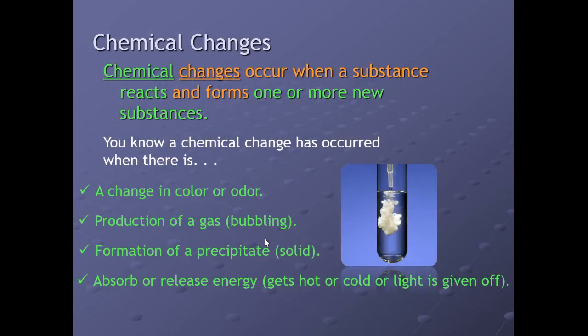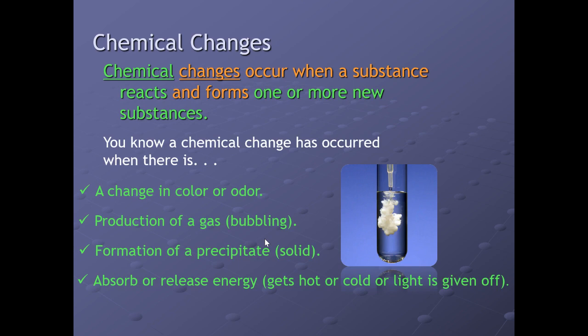And so now let's talk a little bit about the chemical changes. So chemical changes occur when a substance reacts and forms one or more new substances, right? So you know that a chemical change has occurred when there is a change in color or odor, right? So something you can think of is like milk, right? If you have milk sitting out on the counter, when it's first set out there, it's going to be like a white, thick substance, right? Milk is a little bit thick depending on the kind of milk, but as it changes, it starts to get rotten, right? It starts to go bad.